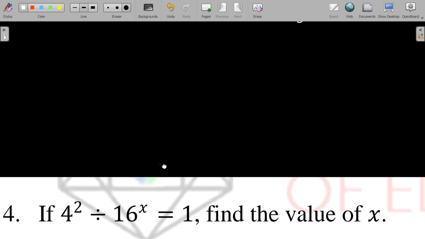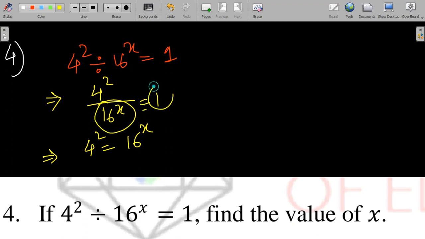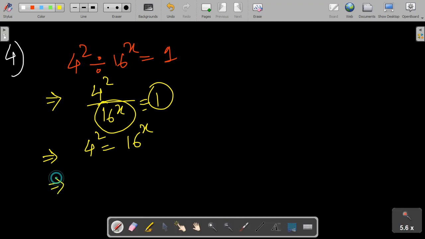In the next sum, it's been asked to find the value of x, and an expression was given: 4 square divided by 16 to the power x equals 1. What I would suggest, the easiest way, is that you write it first in divided form, then you just cross multiply it. So 4 square is equal to 16 whole to the power x, because 16 to the power x is cross multiplied to this 1, and 1 into anything remains the same. Now we know that 16 can be written as 4 square, so (4 square) to the power x.